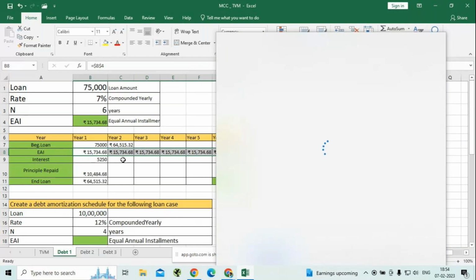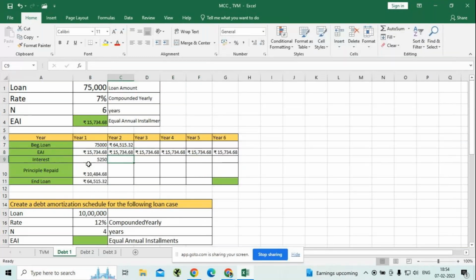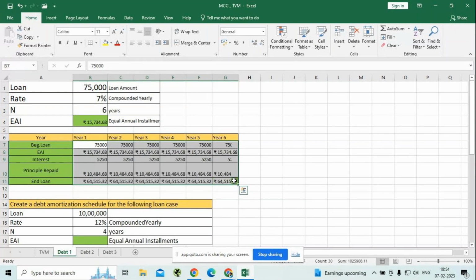Okay, so this is how. Once you finish with the year one calculation, the rest should be taken automatically. So you are supposed to select it from the first year to the last. The last year end loan should be 0. So let me see whether it is going to calculate it.